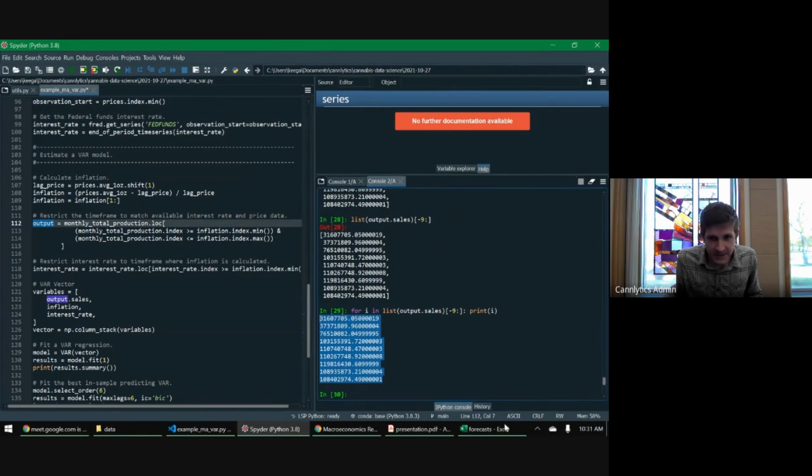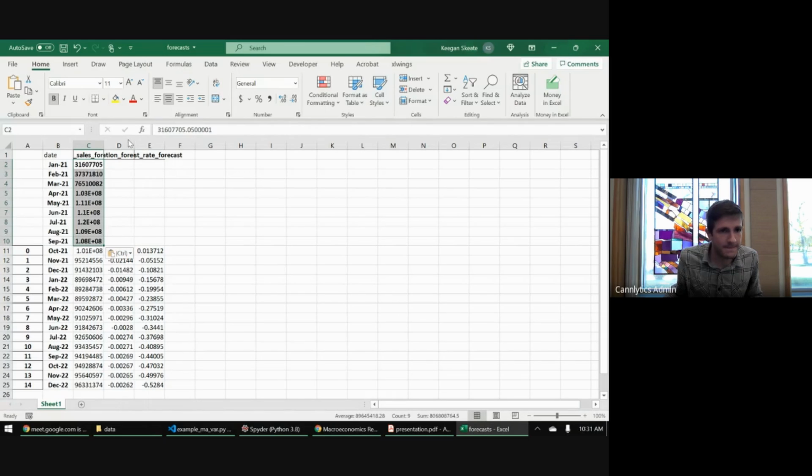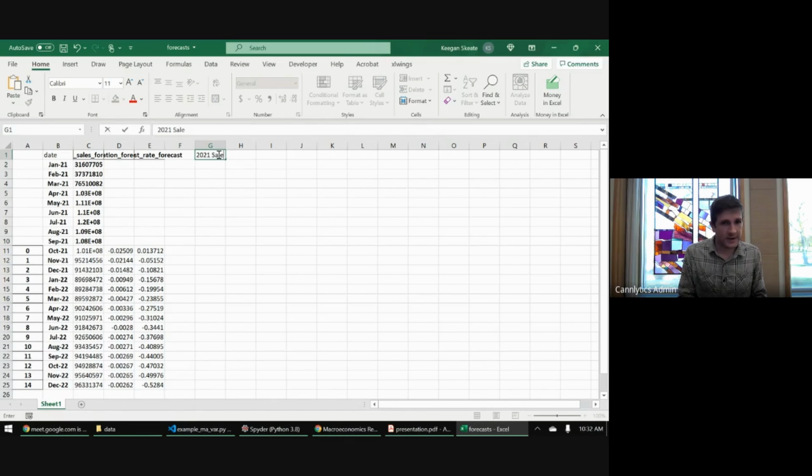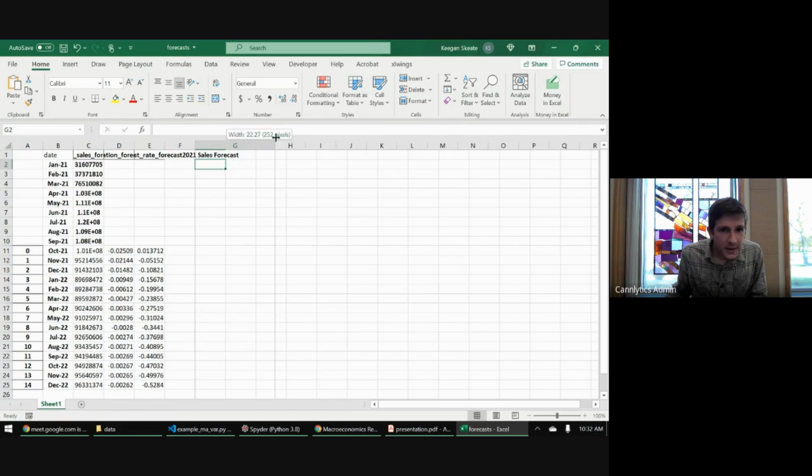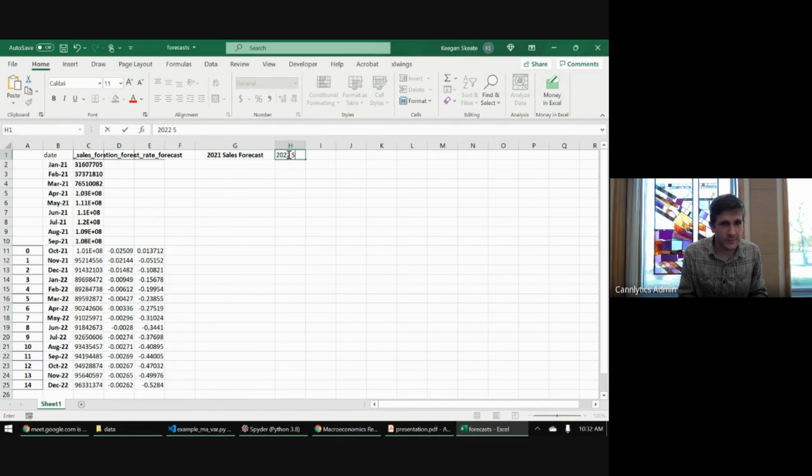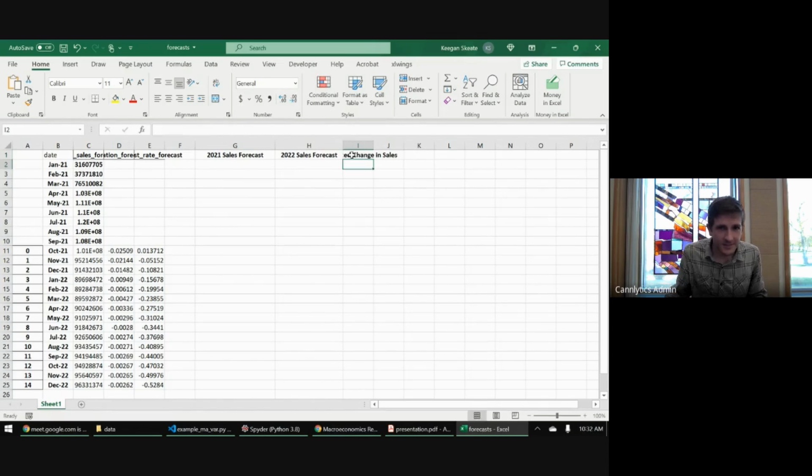So let's just put this into Excel real quick. Like I said, we're just doing this real quick and bare bones, just to have some tangible forecasts by the end of the day. Basically, we have the 2021 sales forecast, then the 2022 sales forecast, and then the forecasted change in sales. So just bear with me. If you can stay an extra 5 minutes, we can actually walk away with these two numbers.